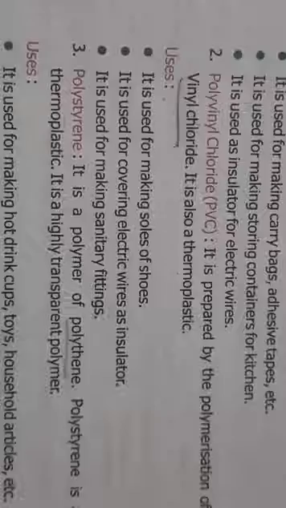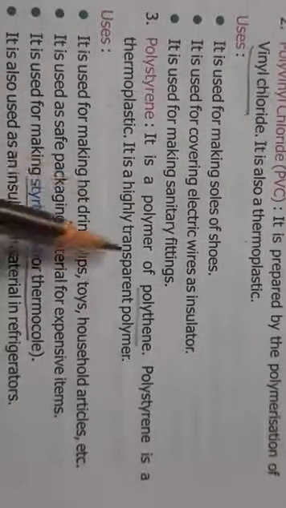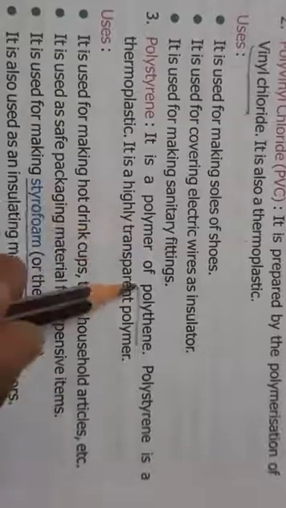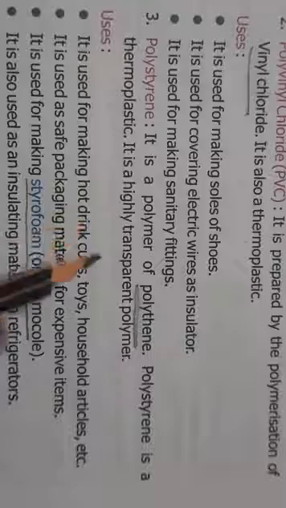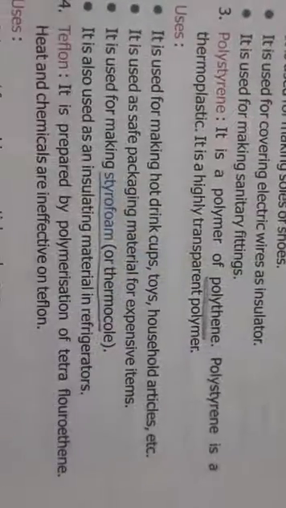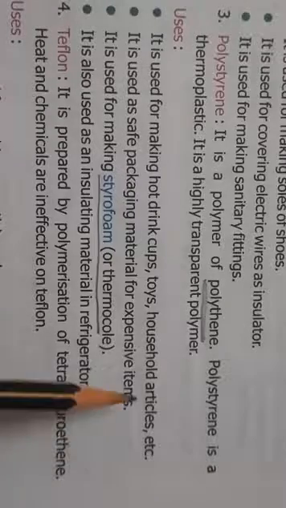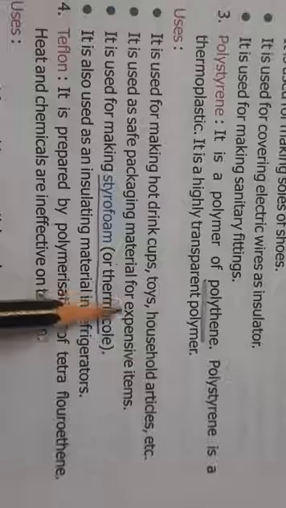The next kind is polystyrene. Polystyrene is a polymer of styrene. It is a thermoplastic and a transparent polymer. And what is it used for? It is used for making cups, toys, all household articles, and packaging material for expensive materials.